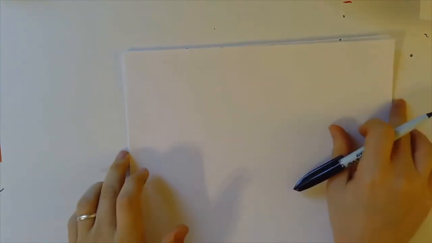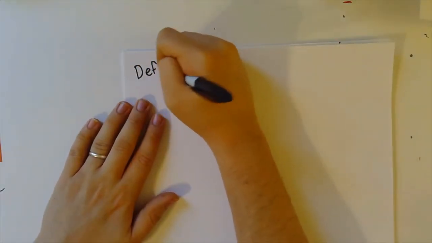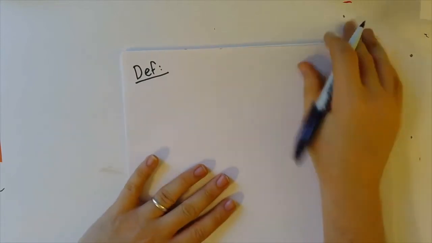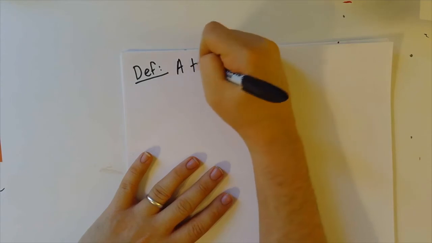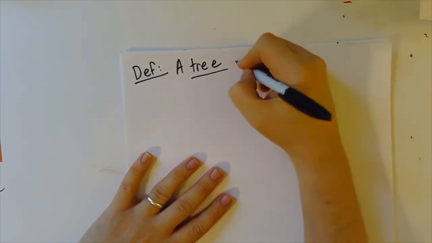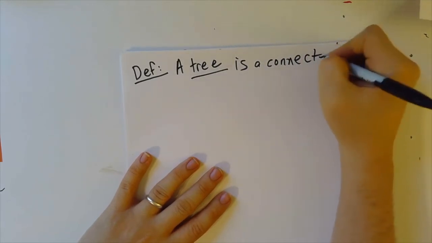We're almost nearing the end of this list of definitions. But last up, I want to define something that ends up being very important, especially in computer science applications to graphs, and that is a tree. And so a tree is a connected graph with no cycles.